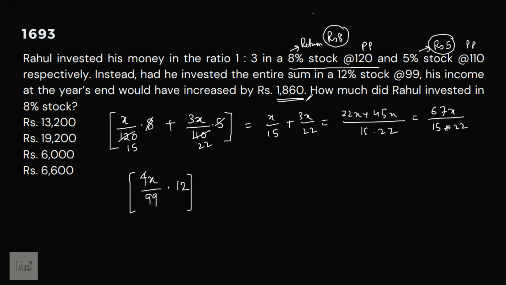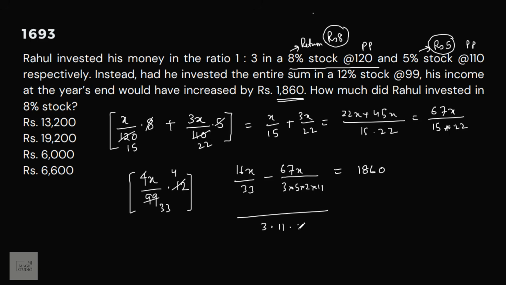Now it says that new income is more than the old income by 1860. That means 48x by 99, that is 16x by 33, minus 67x by 3 into 5 into 2 into 11. This is equal to 1860. Our LCM would be 3 into 11 into 10. So 160x minus 67x, over 3 into 11 into 10, is 1860.